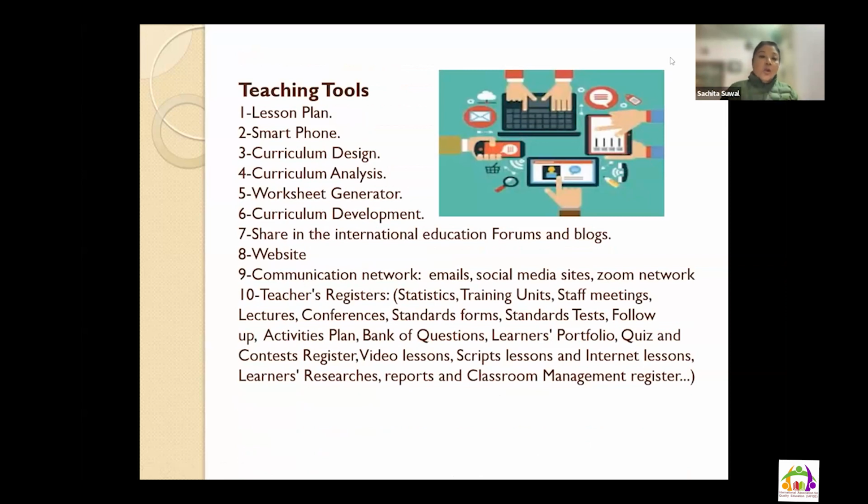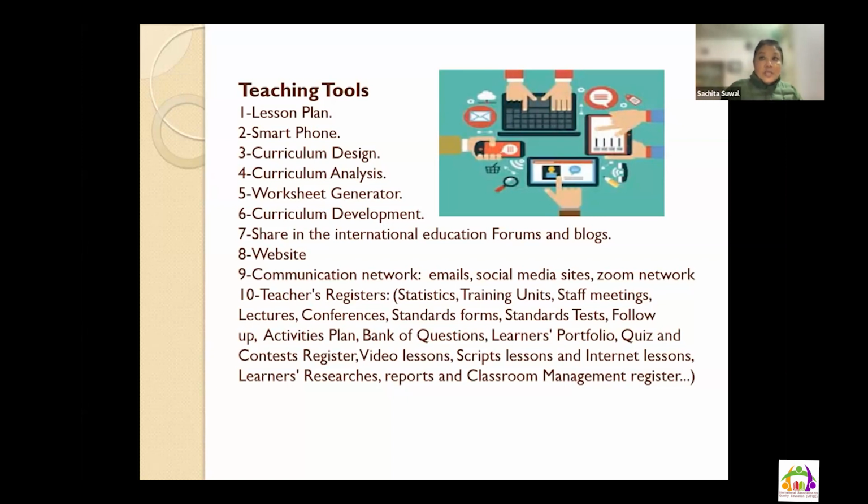Yes. And then it can be developed according to, as I said, their age, situation, their learning, their knowledge, their skills, etc. And these teaching tools can be shared in the international education forums and blogs. Now, since we are all going for this international conference in Mumbai, you can share things that you have learned, you have seen, you are doing in the classroom. And another tool can be websites.